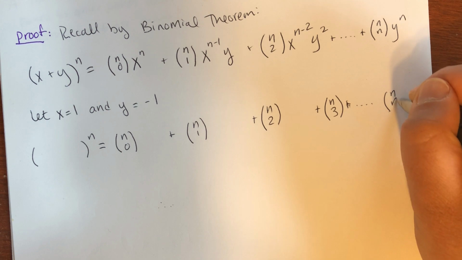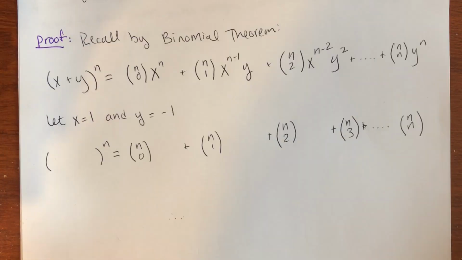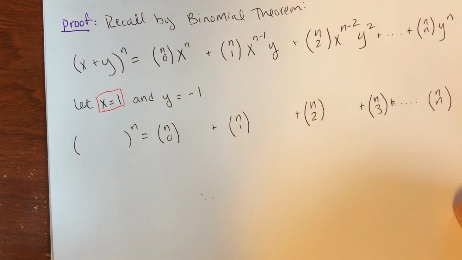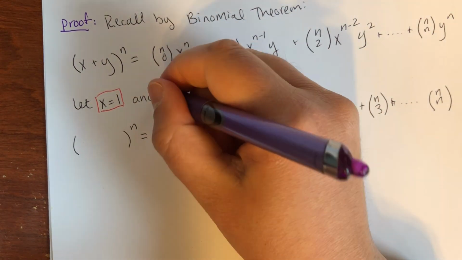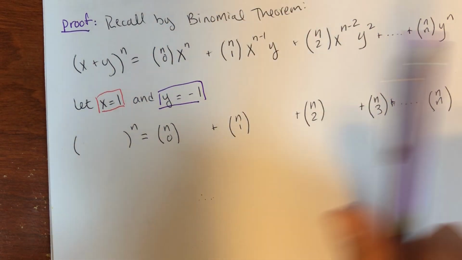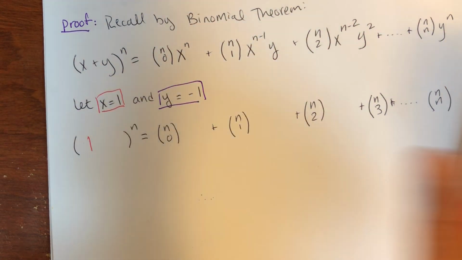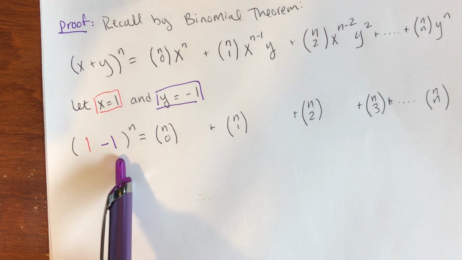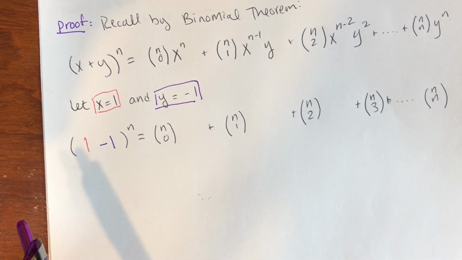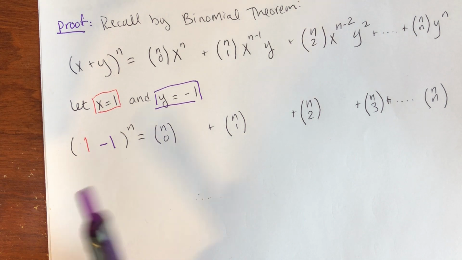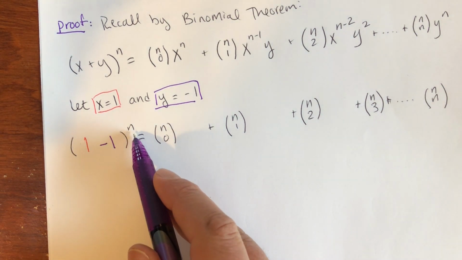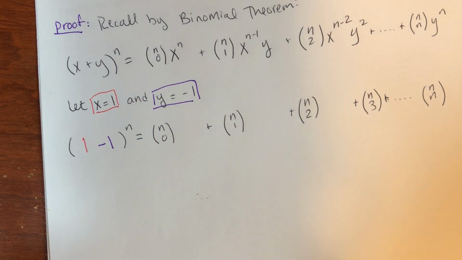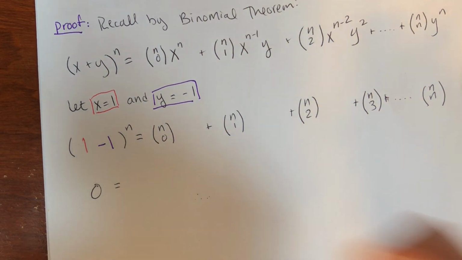Until we get to the n choose n term. But what we're doing is we're replacing x with positive 1, and y is getting replaced with negative 1. So on the left-hand side, that looks like 1 minus 1 to the nth power. 1 minus 1 is just 0. 0 to any power, as long as n is not negative or 0, is 0. So the left-hand side is going to simplify to 0.